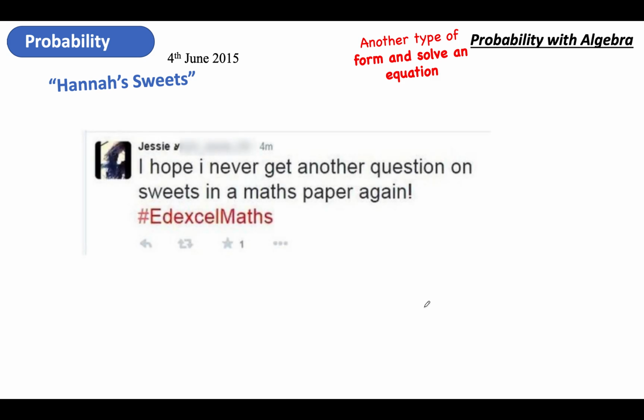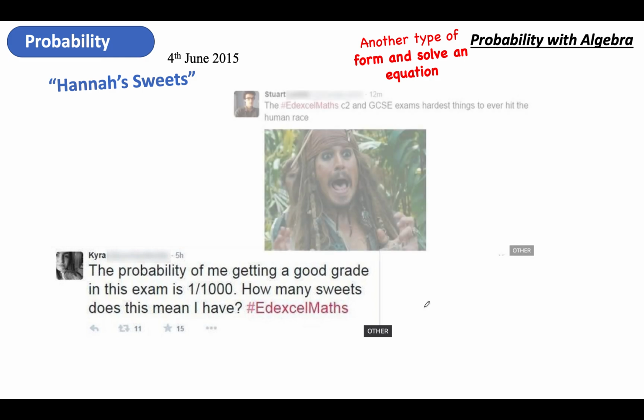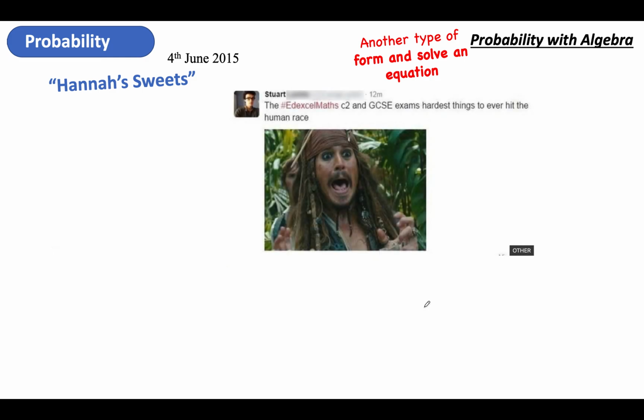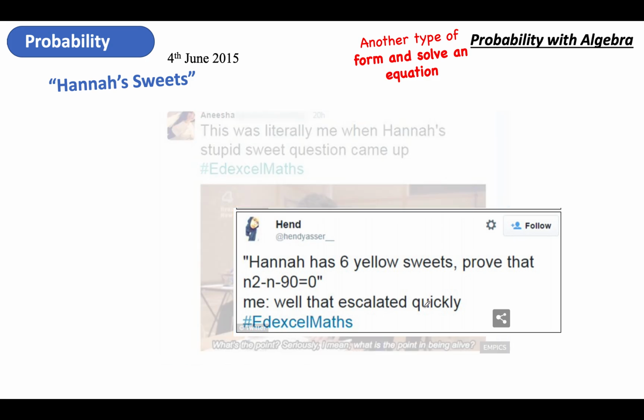So I hope I never get another question on sweets in a maths paper again. The probability of me getting a good grade in this exam is 1 out of 1,000. How many sweets does this mean I have? Edexcel Maths and GCSE exam, hardest things to ever hit the human race. And they did get particularly silly after a while. This is actually me when Hannah's stupid sweet came up. What's the point? Seriously, what's the point?